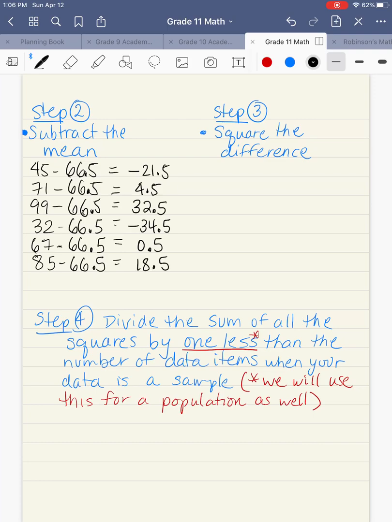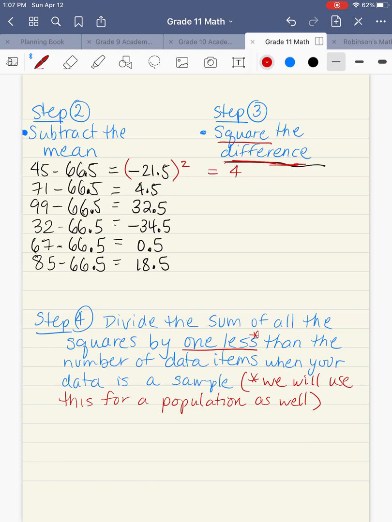Now step 3 builds on step 2, where we're going to be squaring the difference. And the word difference means to subtract. So in step 2, we found the difference through subtraction. So we are going to square that difference. So we are going to take negative 21.5 and we are going to square it, and then we are going to get an answer to that.